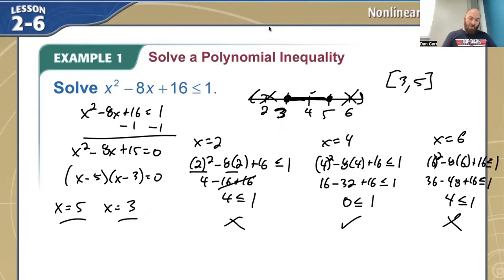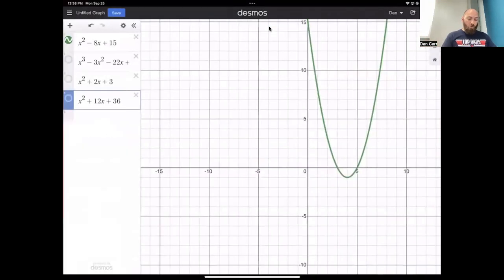Now let's take a look at this graphically, because this one was a little more straightforward with the quadratic. It wasn't too bad for solving, but this is what the quadratic looks like.